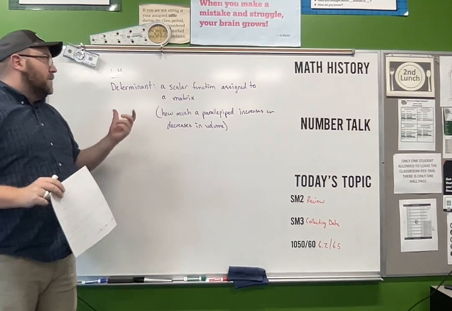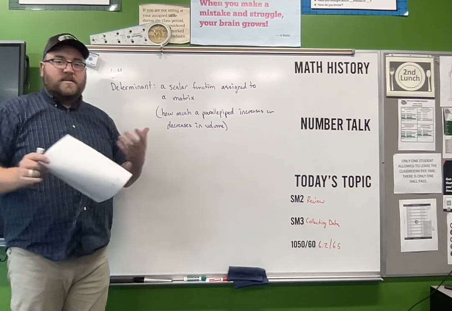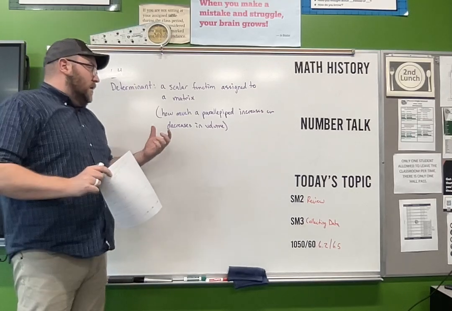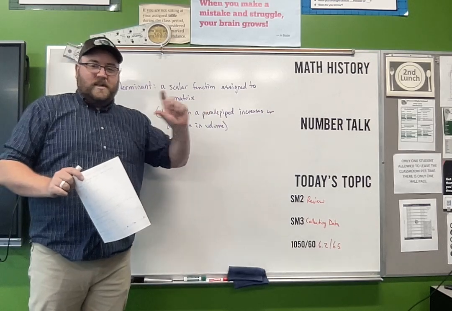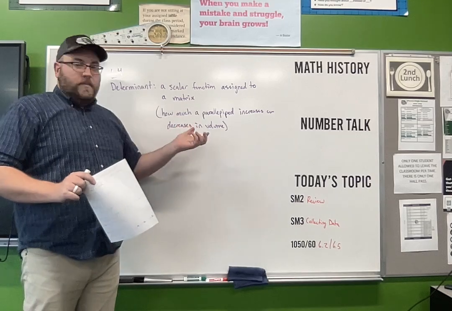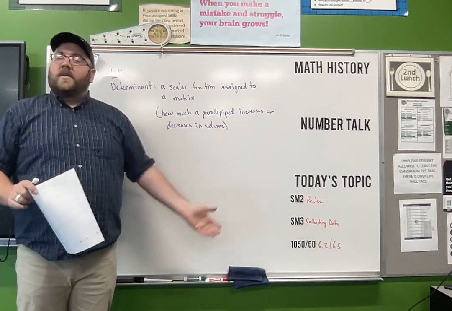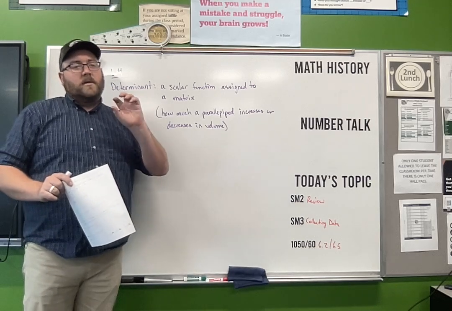Okay, and what this determinant is, and obviously this is kind of advanced, but it's telling you how much the volume increases or decreases based on something called a linear transformation of this parallelepiped. Okay, you don't need to know any of that for the test. In my opinion, it's a little bit more concrete of a definition.